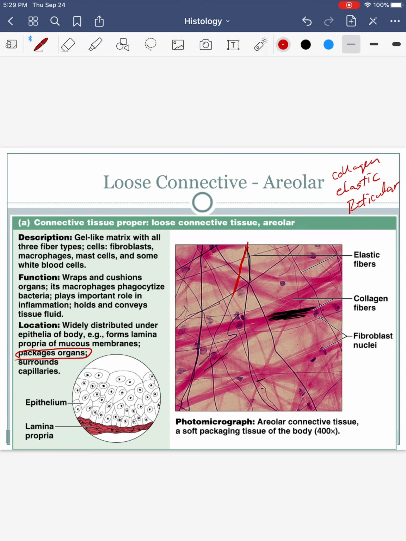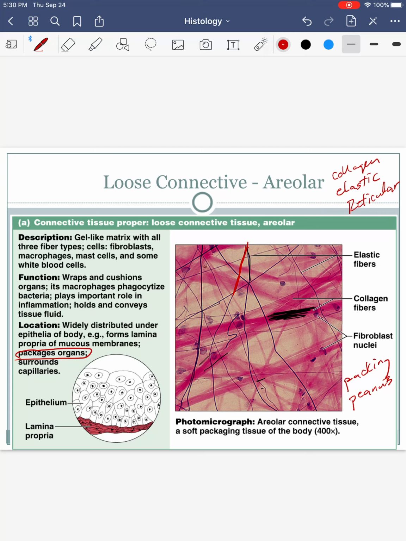Sometimes, if I were to give you an analogy, I think of areolar connective tissue kind of like packing peanuts. You know, if you order a package and what you're ordering is smaller than the box, they throw in some packing peanuts there.